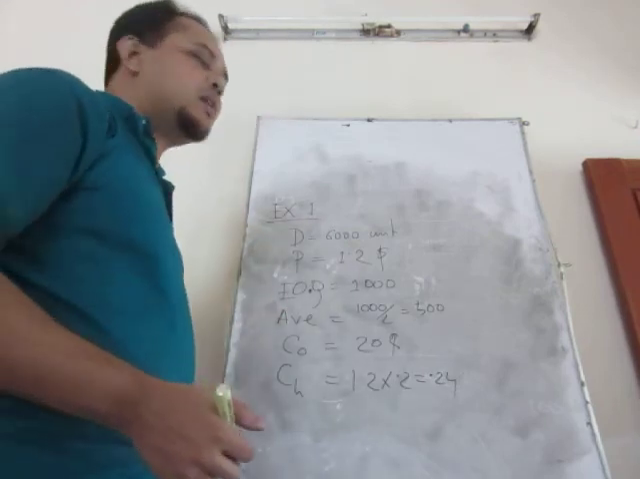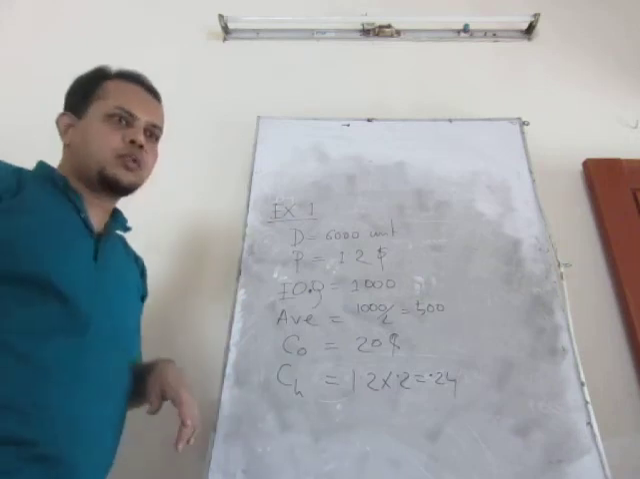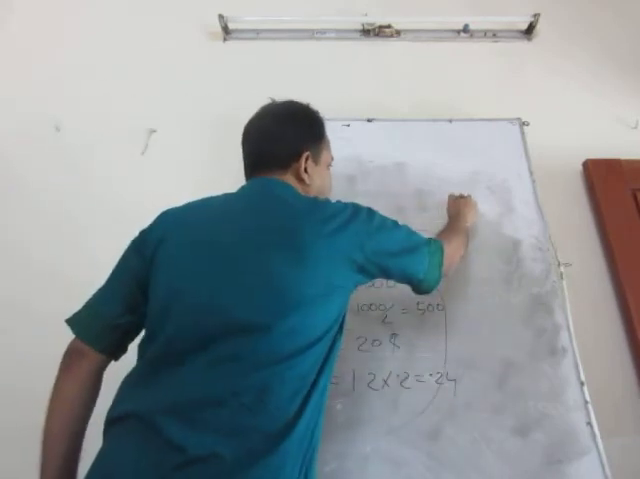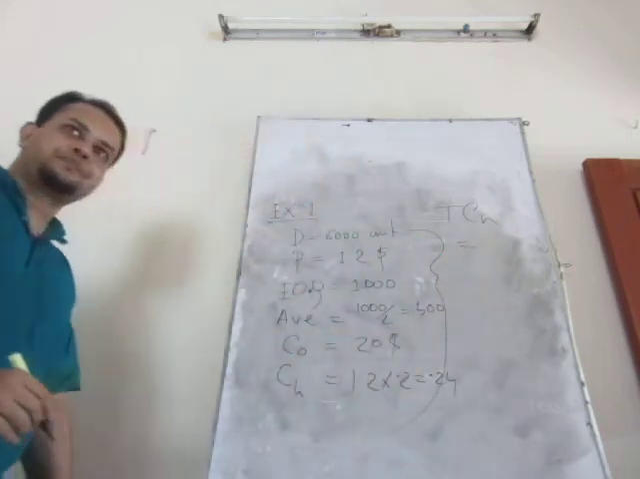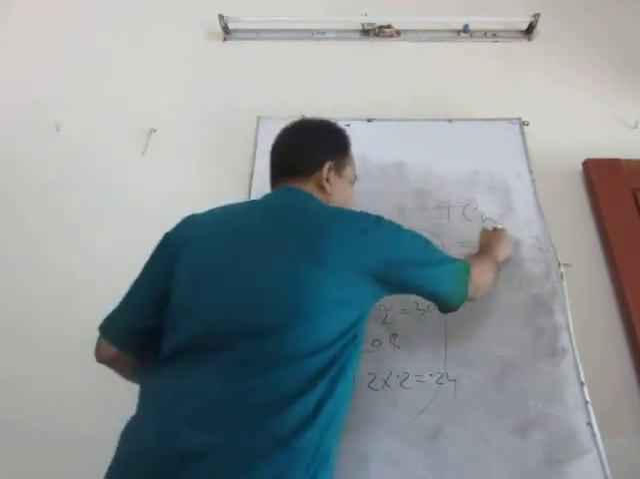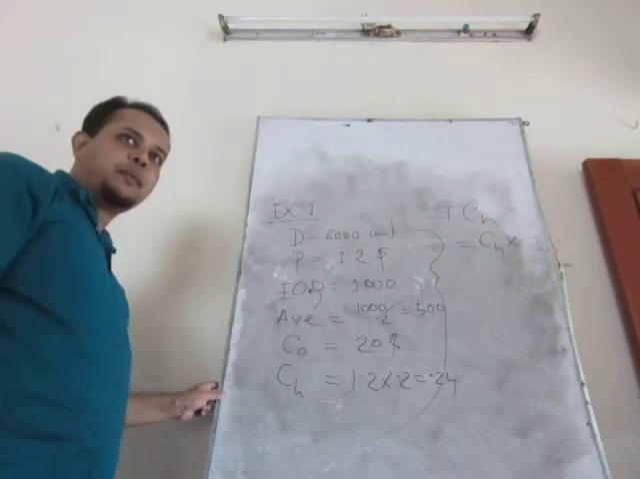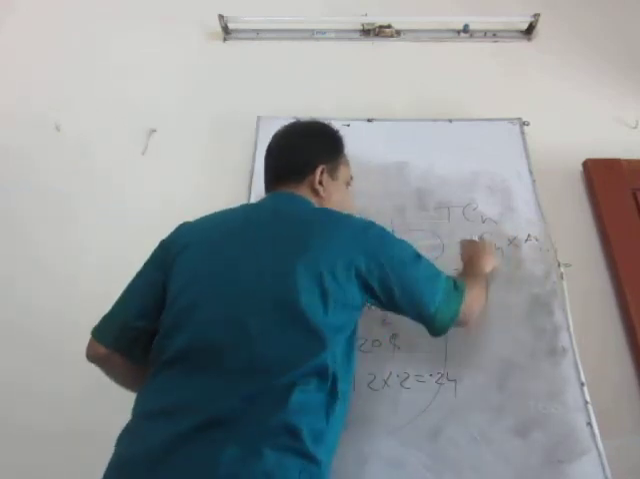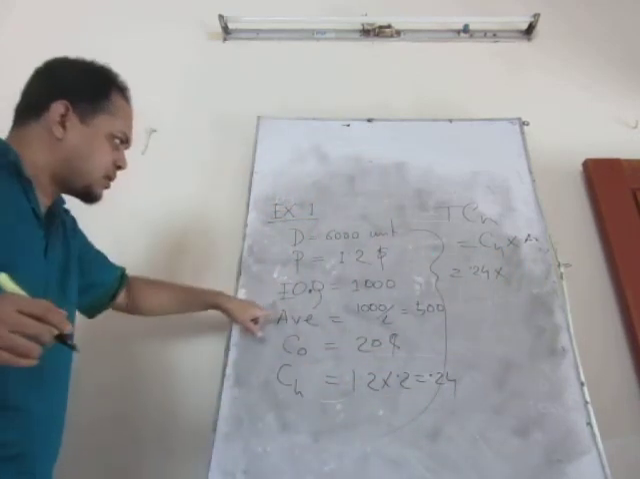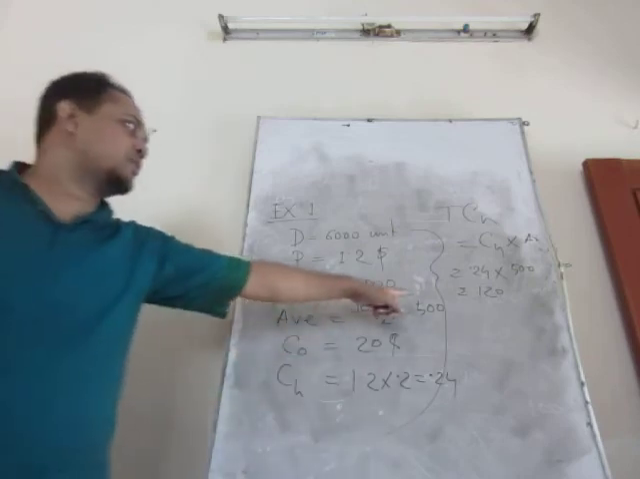In your exam hall, if you write this down in workings, it will be very easy to find the requirements. Now the requirement is to find the annual holding cost, that is TCH. According to the assumption of EOQ, TCH means holding cost per unit into the average stock. So holding cost was 0.24 and average stock was 500, so this will be your total holding cost.